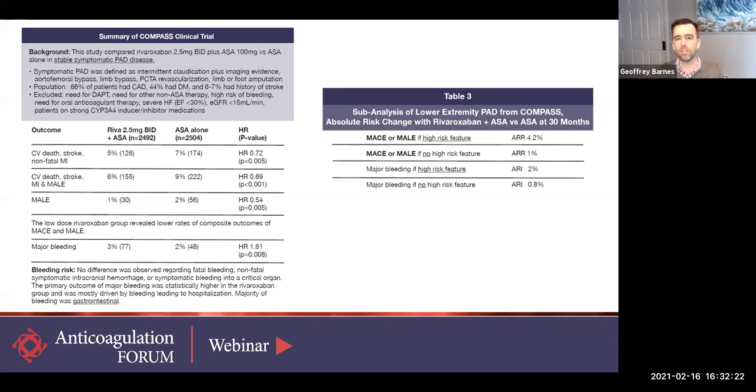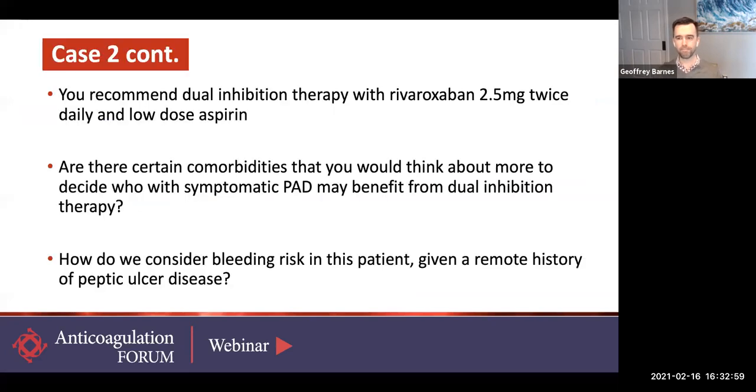If you look at both MACE or MALE features, there was much better risk reduction. The absolute risk reduction was much greater if the patients had high risk features, and we'll talk about what that means in a minute. If they didn't have any of the high risk features, they had a much smaller absolute risk reduction, meaning the number needed to treat was a lot larger. The same thing is true for major bleeding. If you have high risk bleeding features, the absolute risk increase was higher than if you did not have those high risk features. So we can look at some of those features to figure out who may be the right person to get benefit, but maybe minimize the risk. Let's go to the next slide.